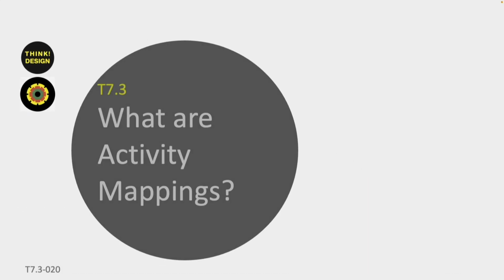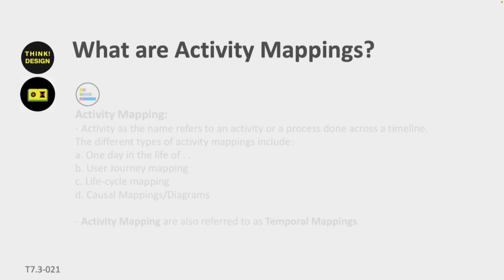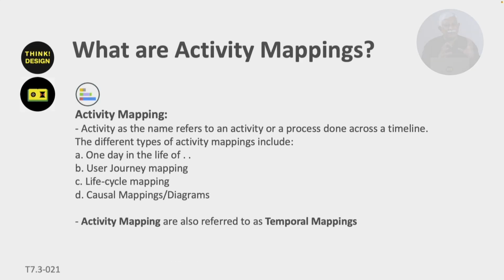So, let us go on from artifact mappings to what are activity mappings. Activity mappings are activities or a process that happens across the timeline, again with respect to the topic that you are trying to do. So, the different types are, you could do one day in the life of a person or an object. You can do something called user journey mappings. That means that when he's starting from activity A to B, you map out all the factors, life cycle mappings or causal mappings. So, we will look at examples for each one of them.